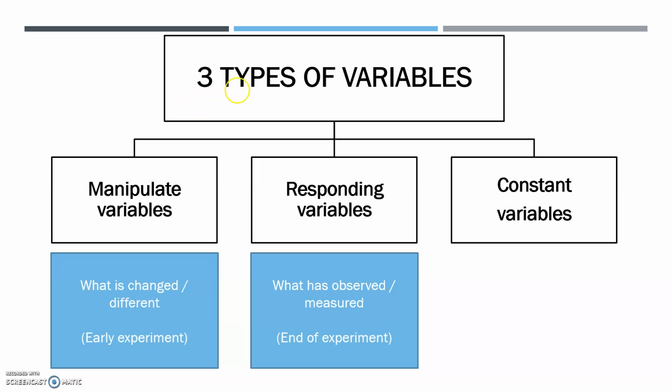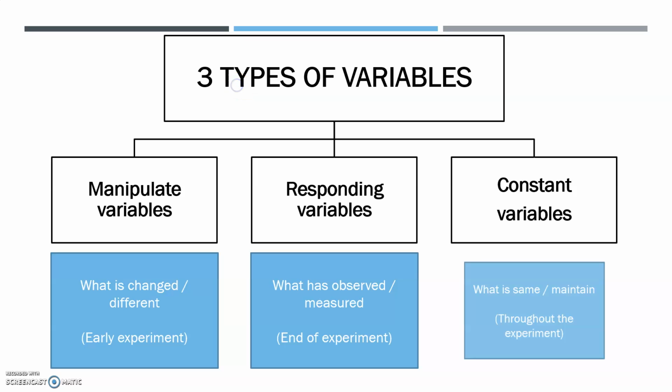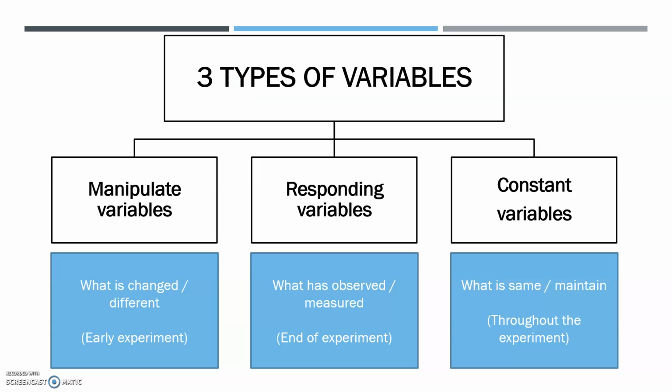Okay, alright. And then the last one is constant variable. What is the same or maintained throughout the experiment. Sepanjang eksperimen tu, benda tu sama je, tak berubah. Faham tak? Okay, yang sama dekat dalam kes tadi tu, sponge dengan beaker water tadi tu, apa yang sama adalah type of sponge maybe. Jenis sponge yang kamu gunakan.